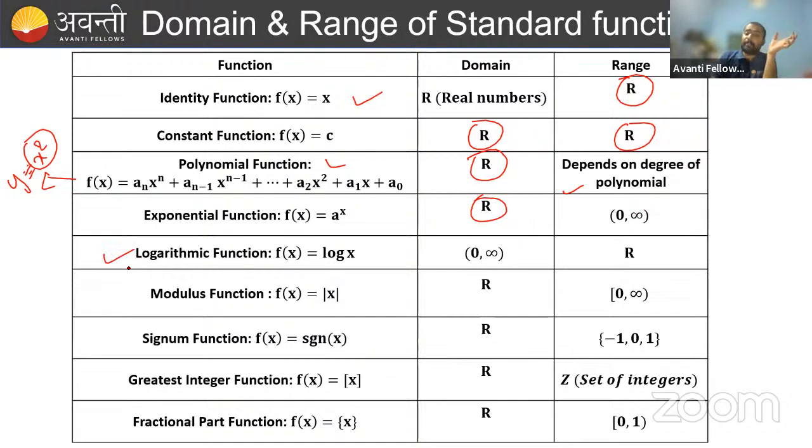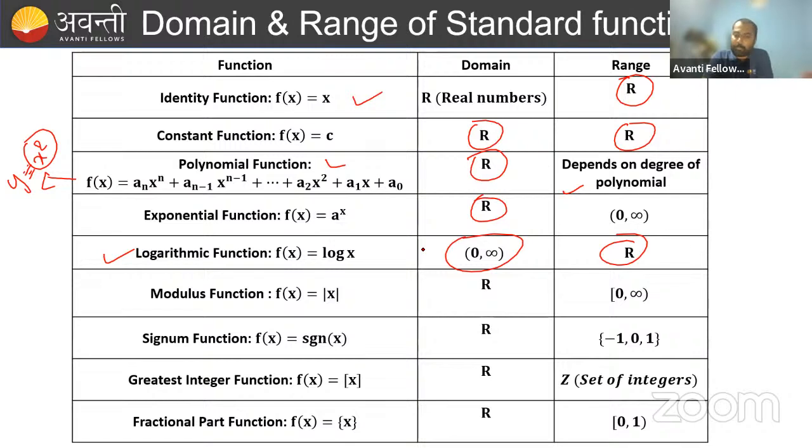In the case of the logarithmic function, the domain is 0 to infinity, where 0 is excluded, and the range is R. All of you know all these things, right? Already Trivendu sir has discussed the domain and range of these functions with you all. Next, the modulus function. In the modulus function, the domain is R, and the range is 0 to infinity, where 0 is included. Signum function: the range is the set containing the elements -1, 0, 1.